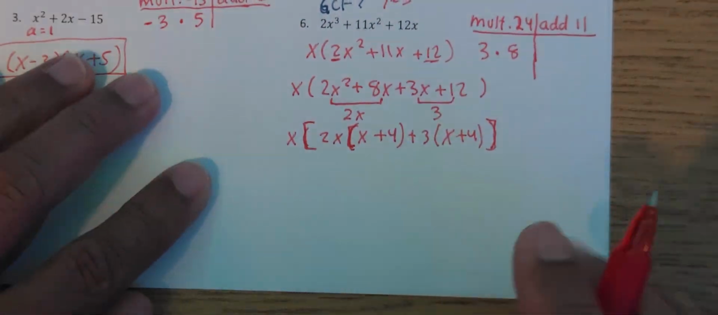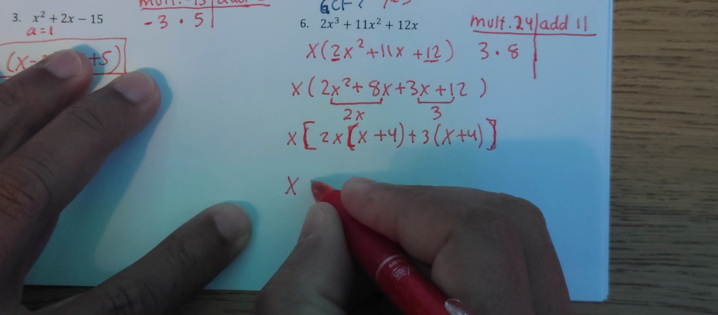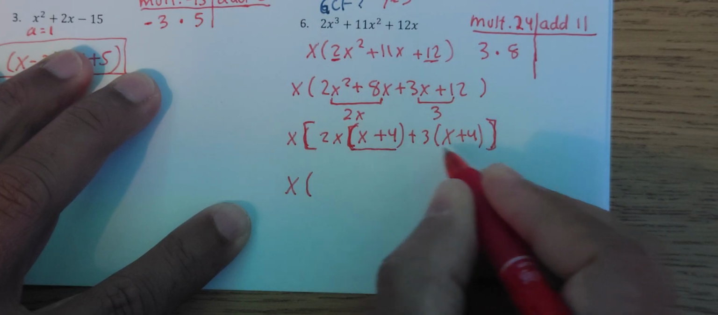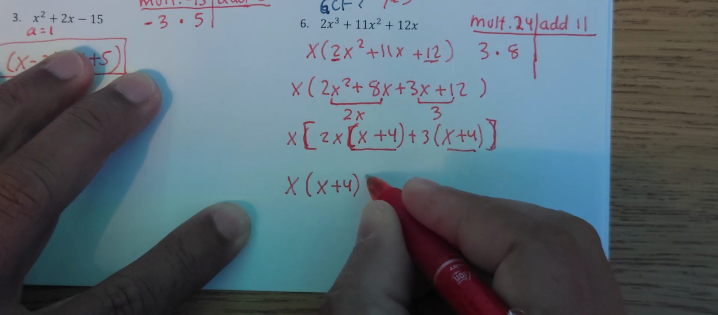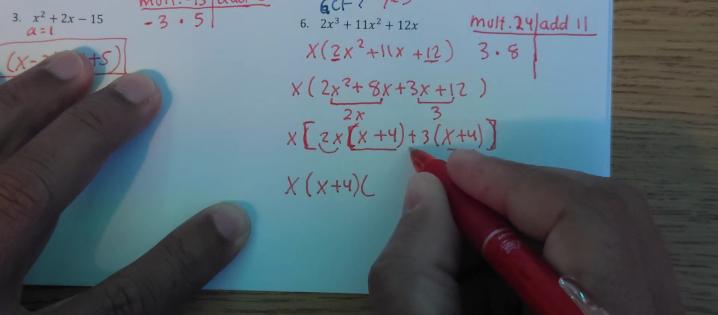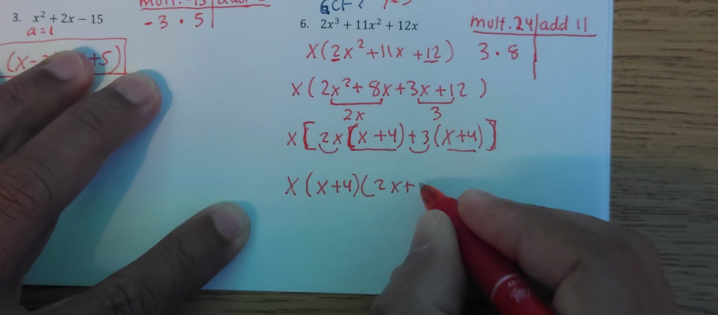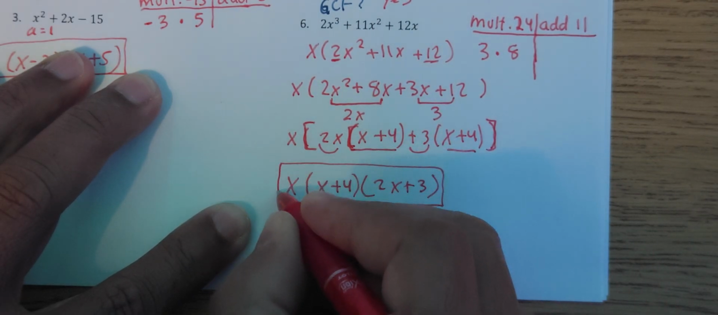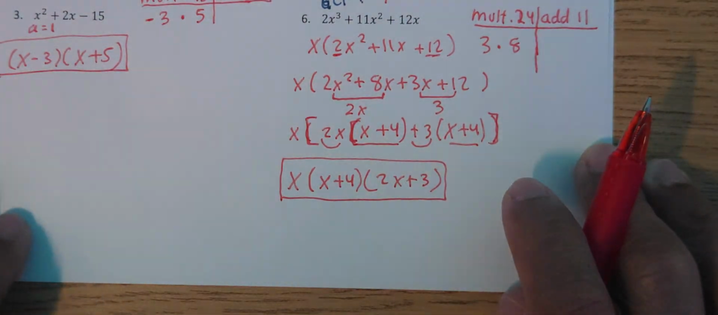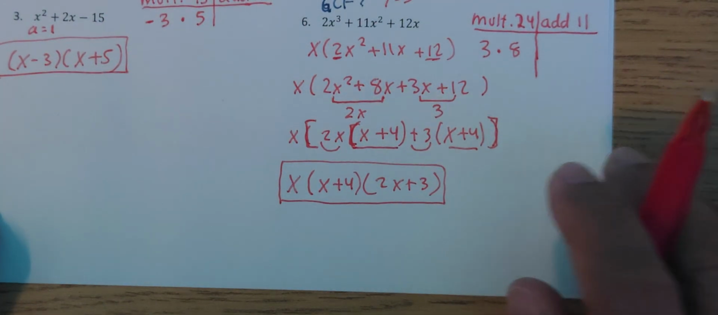Okay. So then I'm going to keep that x still here. I'm going to factor out x plus 4 because the two groups have that in common as a GCF. And then put together 2x plus 3. And now we're done factoring. Okay, so this quadratic is factored completely. So this is a cubic, or a third-degree polynomial, that we just factored.